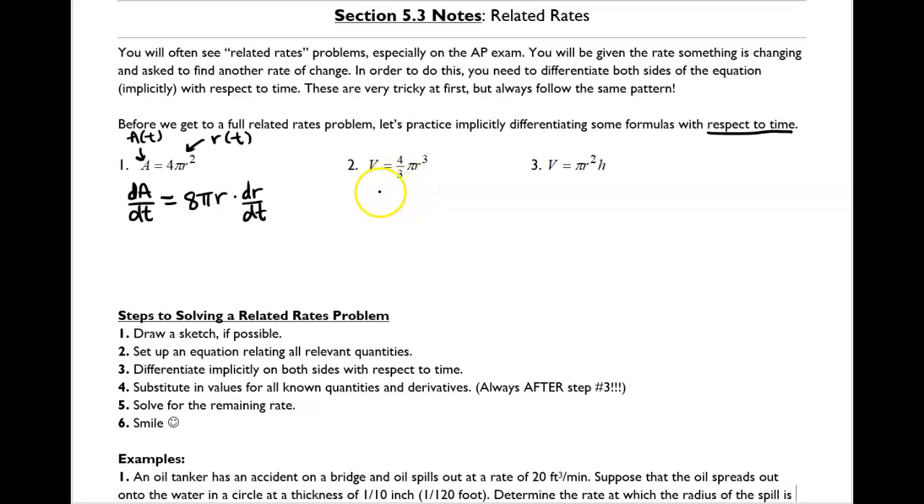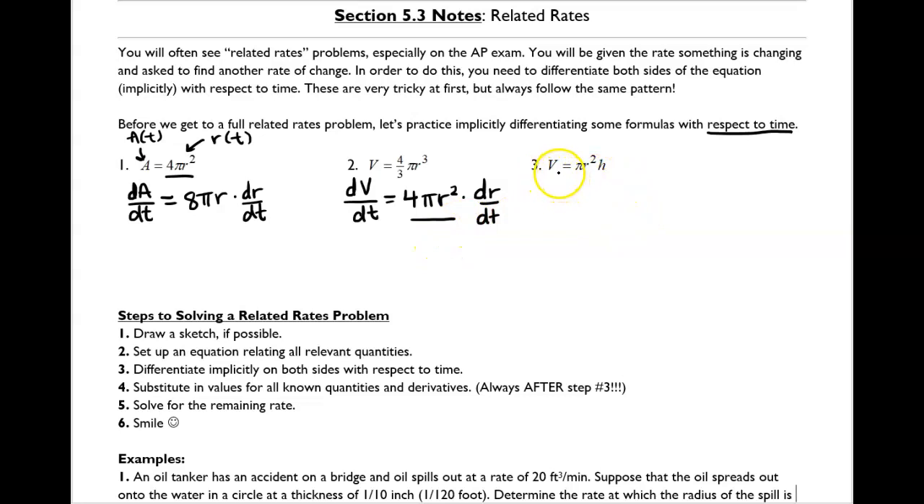This is the formula for volume of a sphere. If I take the derivative of volume, it is just dV/dt. Here, the derivative of 4/3 pi r cubed is 4 pi r squared, and then times dr/dt. You'll notice here that the derivative of volume without the dr/dt actually gives you the surface area of a sphere. So that's a fun trick. That also works for area and circumference of a circle.